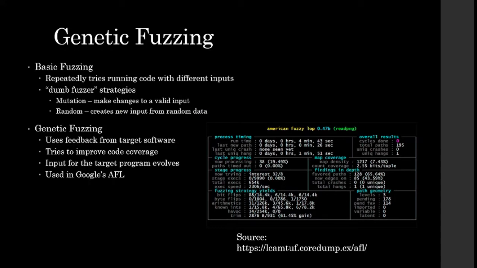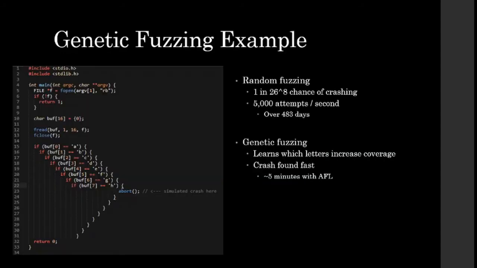A genetic fuzzer will actually be able to take feedback from the target software, and it can use genetic algorithms to try to maximize code coverage. What that means is how many lines of code are run per execution. So the input for the target program is what we will evolve, and it's commonly used in Google's AFL, shown over here. You can see here it's measuring coverage, new paths, and new edges, and that's what we will try to maximize.